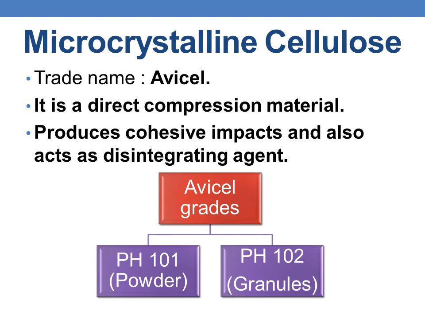It also produces cohesive compacts and also acts as a disintegrating agent. So Avicel can act as a diluent and also as a disintegrating agent. The grades are pH 101 and pH 102. The pH 101 is powder form and pH 102 is granular form.